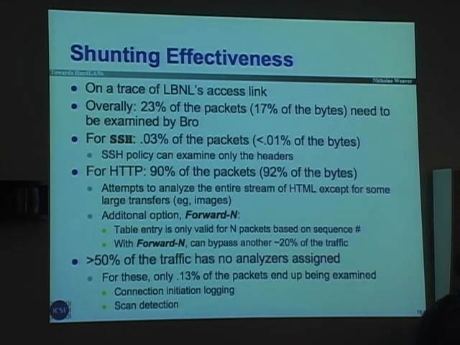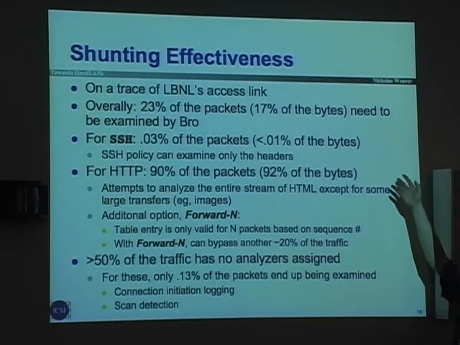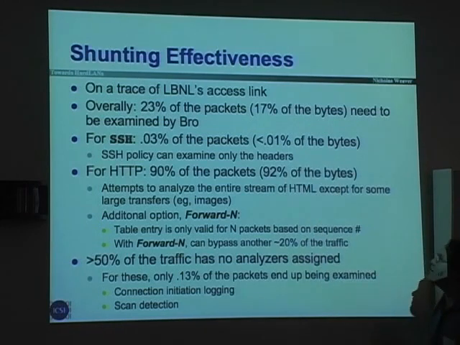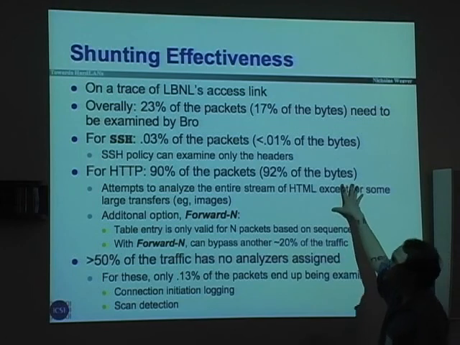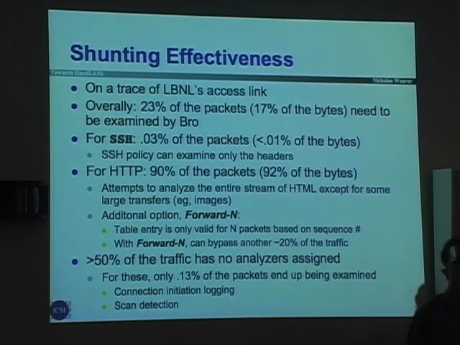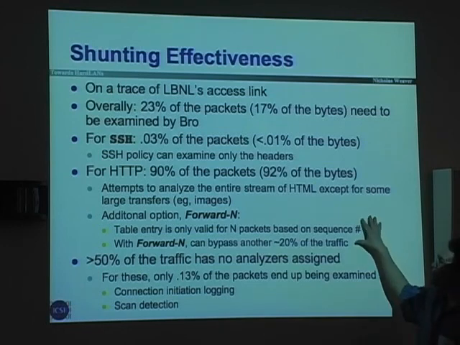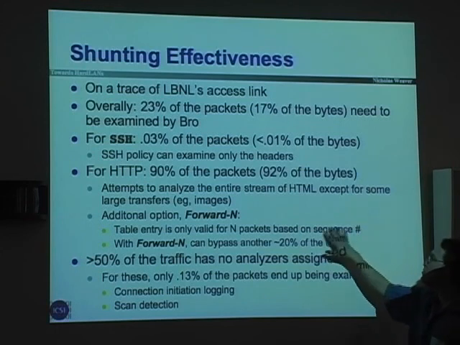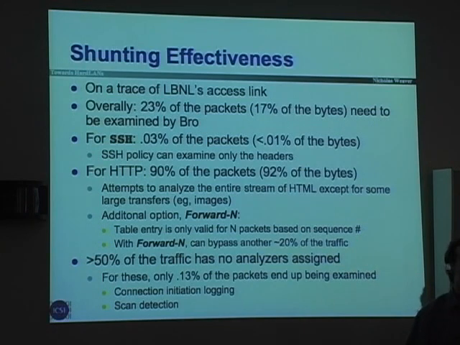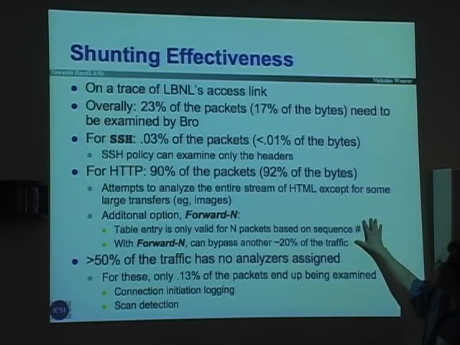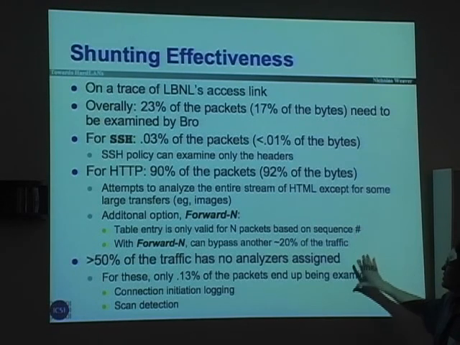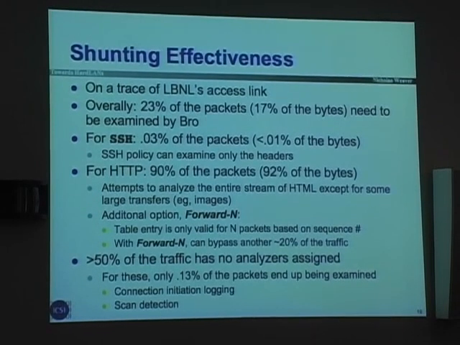This is from Chema's thesis on a trace of Lawrence Berkeley Labs access link with his shunt-aware policies. Basically, it allows you to ignore about 80% of the traffic. For SSH, for example, you have to see only a teeny amount of the packet. For HTTP, however, the analyzer had to analyze most of the data. However, we could still reduce the HTTP load by saying forward for sequence, because sequence number gives you an approximation of traffic, and that's just another lookup. It's an additional comparison: do I need to forward past this sequence or not? And that allows you to bypass another 20% of the traffic. One of the not nice things is that we can't analyze all this CRUD.